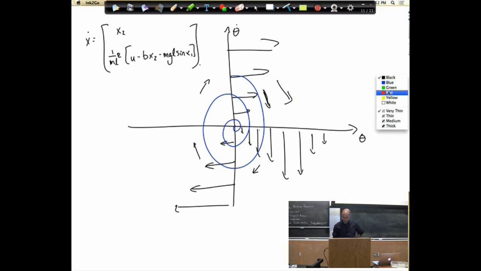So what you can do by modulating control is I can move that vector up and down. That's what your control gets to do. You get to shape this vector field, okay?